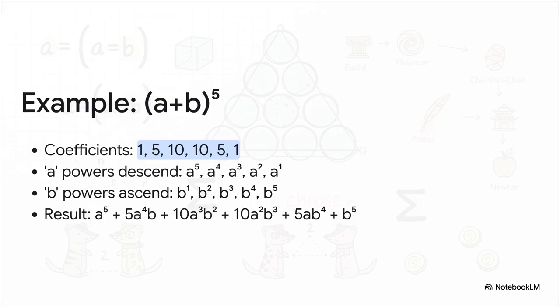Let's see it in action with (a + b)^5. First, we go to the 5th row of Pascal's triangle to get our coefficients. 1, 5, 10, 10, 5, 1. Easy. Then the powers of a count down from 5. The powers of b count up from 0. We just stick them all together and bam! There's the full expansion, and we didn't have to do a single bit of boring multiplication.